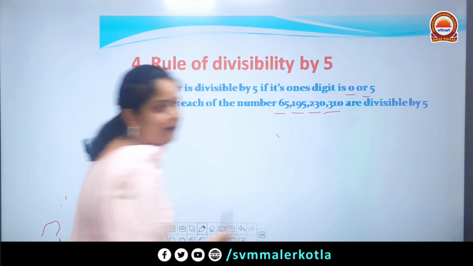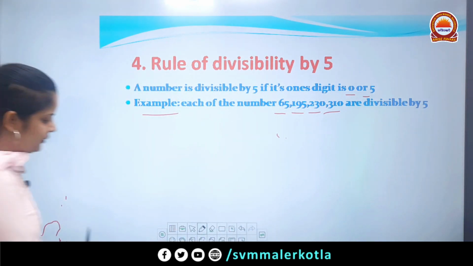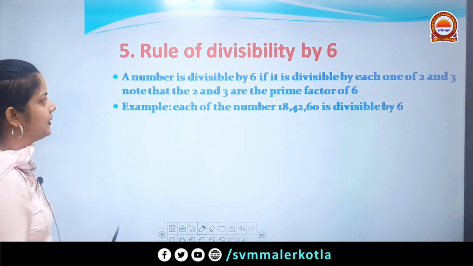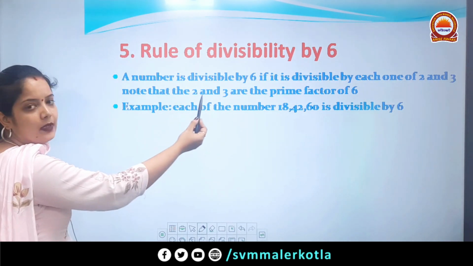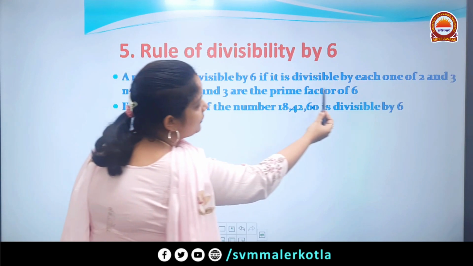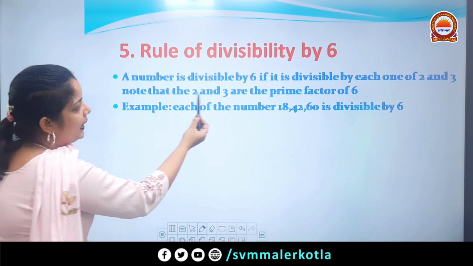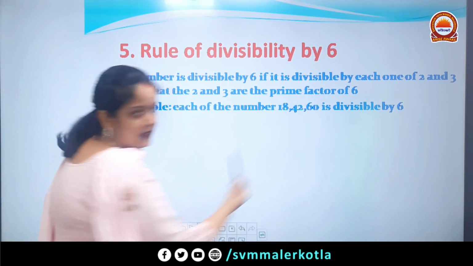are divisible by 5. Next, the rule of divisibility by 6. A number is divisible by 6 if it is divisible by each one of 2 and 3. Note that 2 and 3 are the prime factors of 6.